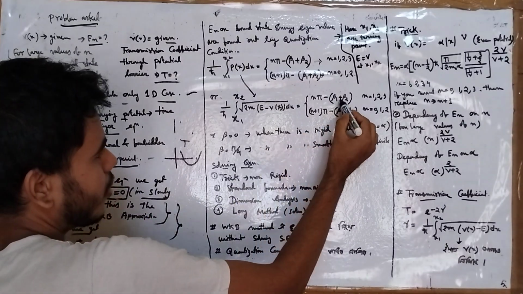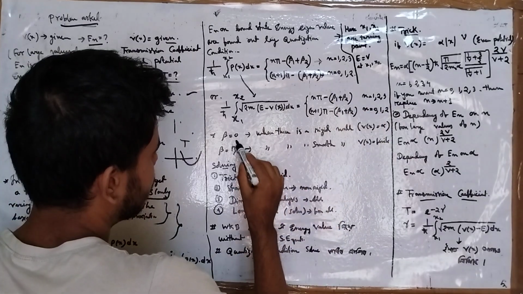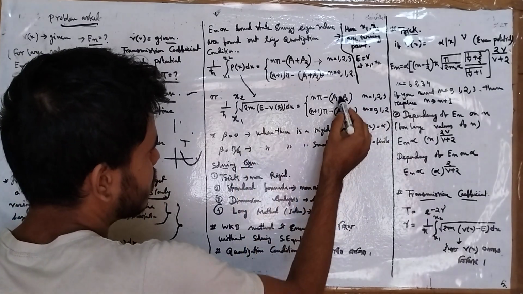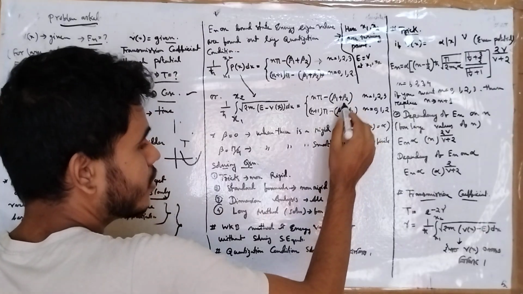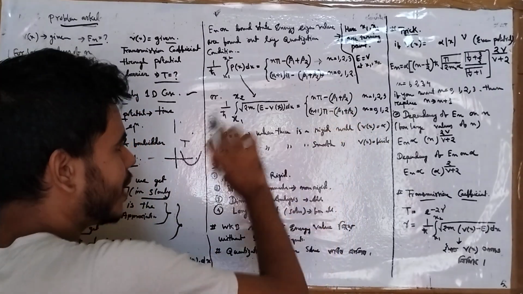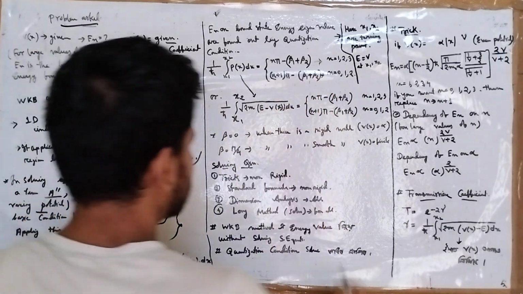This term he added, this 0 and pi by 4 term, and we get some result here like 1 by 4 pi, 3 by 4 pi, this type of term, but I have not mentioned all this here. I have given a general formula for this case.